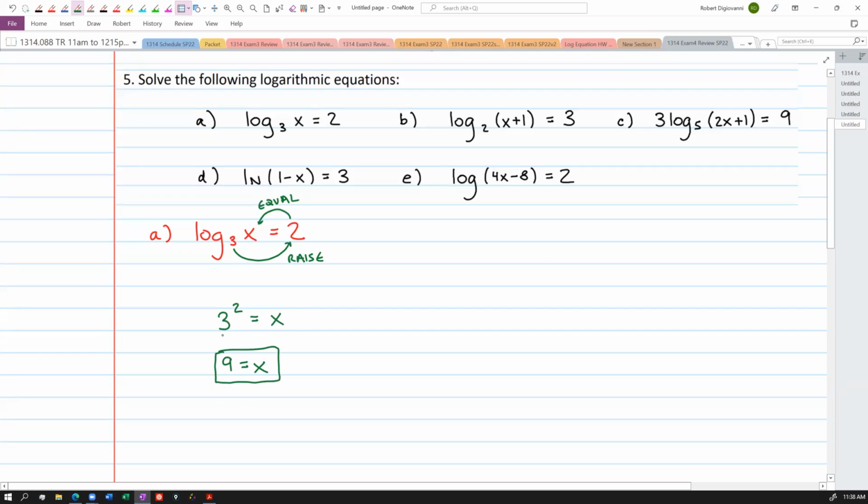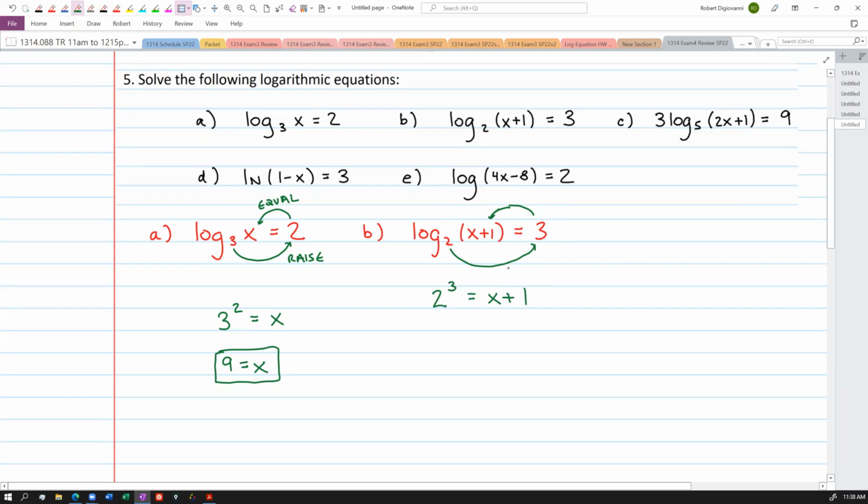Straightforward on that one, yes? B, log base 2 of x plus 1. Now we have x plus 1 inside the log, but we're still going to do the same thing. We're going to do the loop. We're going to do 2 raised to that equals everything we see there. So I'm going to write 2 raised to the third power equals x plus 1.